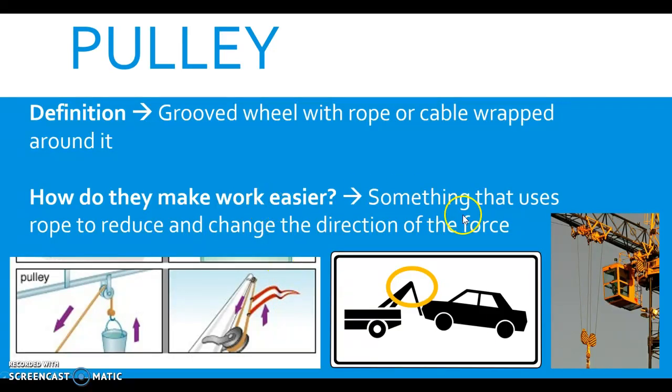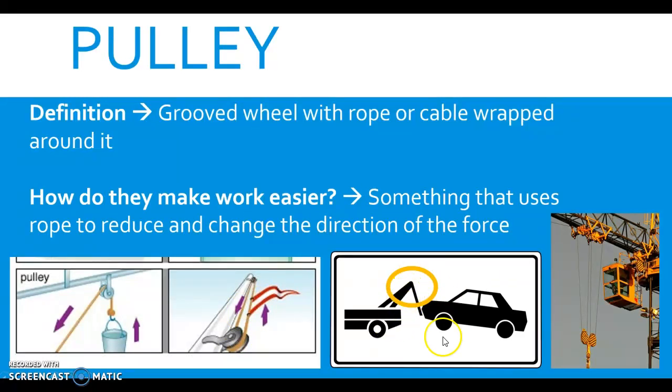It uses rope to reduce and change the direction of the force. So for example, if I have a huge bucket with a lot of weight to it, I can pull the rope down to lift that bucket up instead of just trying to pull the bucket up. Same thing here. If I'm trying to lift this heavy flag up, I can pull down with the rope and the flag will go up.